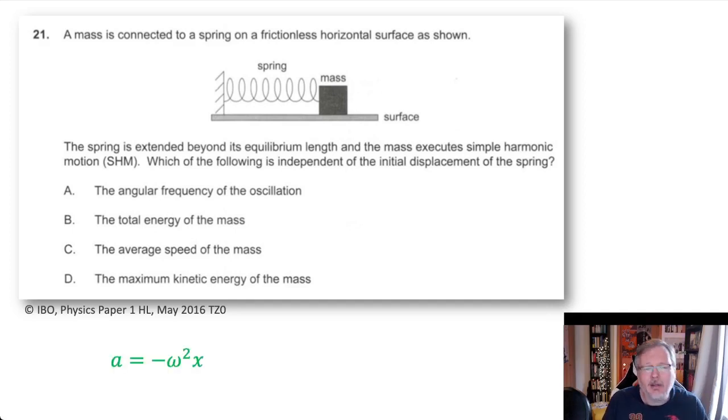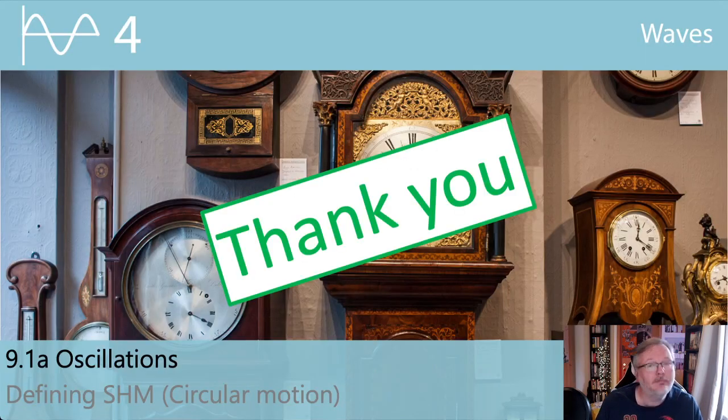And if you look at the equation, a equals negative omega squared x, omega is the angular frequency. So what this equation is telling you is that the acceleration is proportional to the displacement, x. What it doesn't depend on is the constant of proportionality, which is negative omega squared. So the angular frequency does not depend on the initial displacement of the spring, and the correct answer is A. Thank you very much.